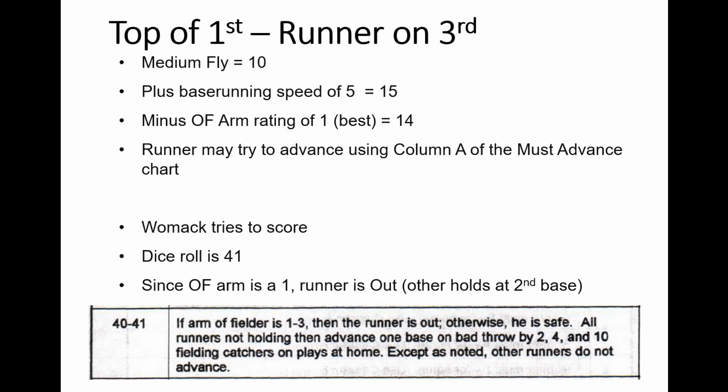detailed scenarios there. But since the outfielder's arm is a 1, the runner is out, and as shown in the box below, the other runner holds at second base. So we have a runner still on second, but Womack was out trying to score in the sacrifice fly.